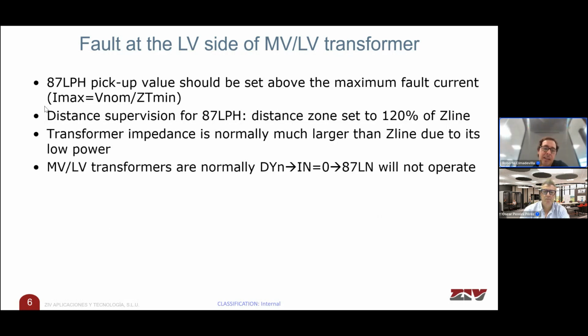On the other hand, MV-LV transformers are normally delta-Y. So when there are faults on the low voltage side, there is no neutral current. So we could use a neutral line differential protection to increase the sensitivity in medium voltage faults with high fault resistance. This is quite a selective differential unit, as it will not operate for faults at the low voltage side.